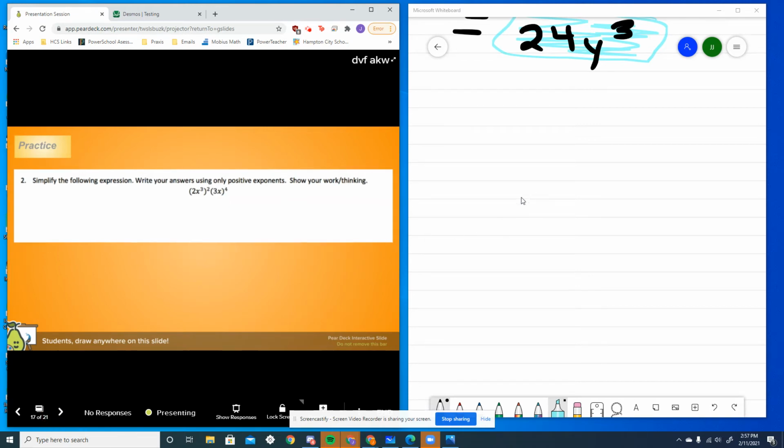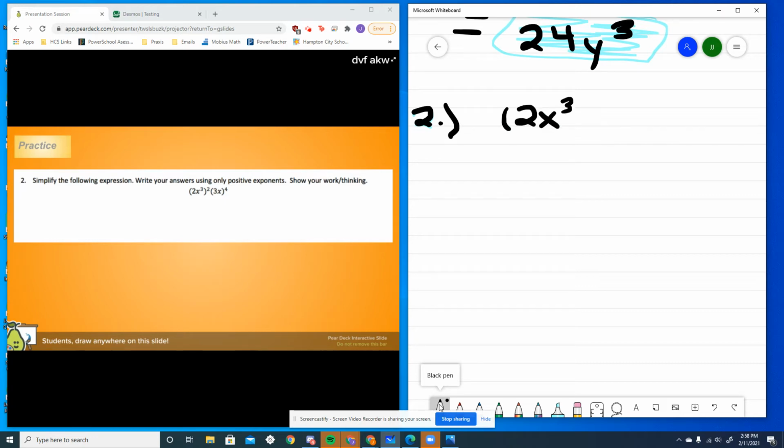It asks us, number 2. It says, simplify the following expressions. Write your answers using only positive exponents. Show your work and show your thinking. So since we have 2x cubed squared, 3x to the fourth, I want you guys to try it on your own. Pause the video, try it on your own, and then come back around and we're going to work it out together.